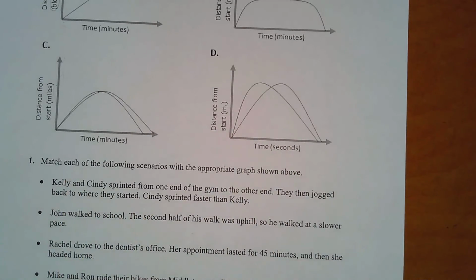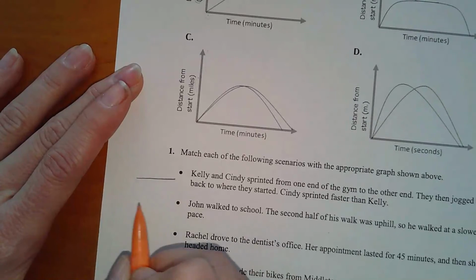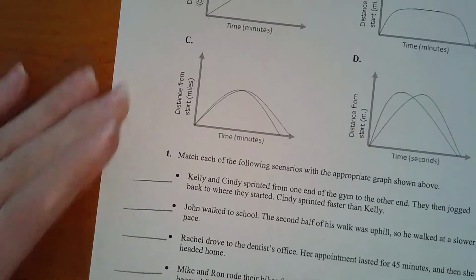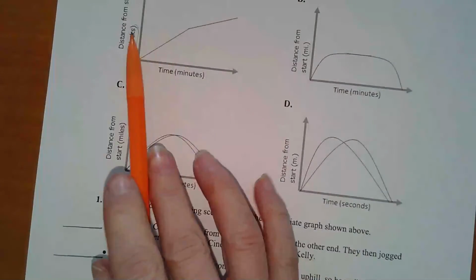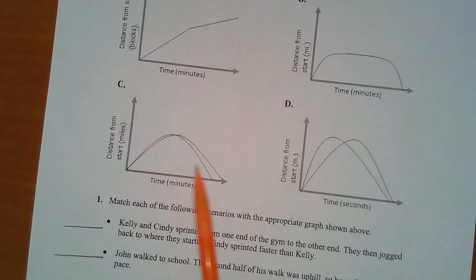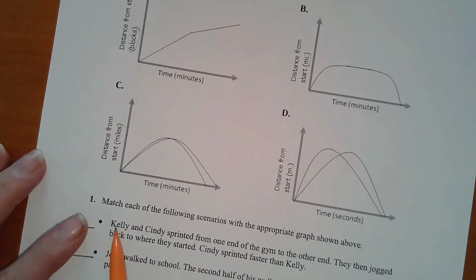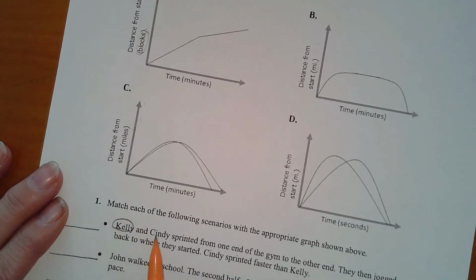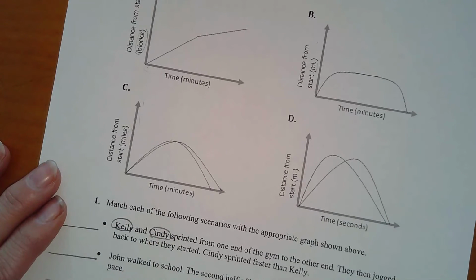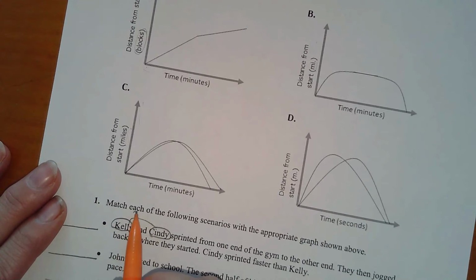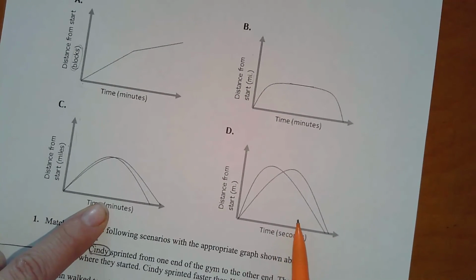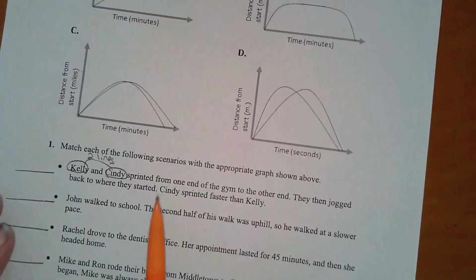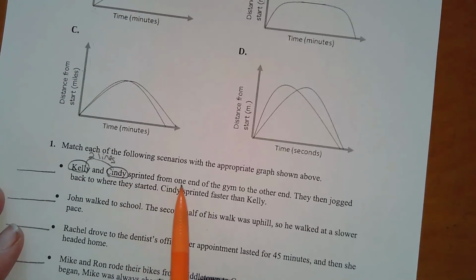So then we look at these stories, and you have to match up which one of these graphs, and I want the letter right next to the point in the story, matches up with the story that is told in A, in B, in C, and in D. So first of all, this one we have Kelly and Cindy. So we need two lines. Well, immediately you're going to see which one fits this better, C or D. We have two lines.